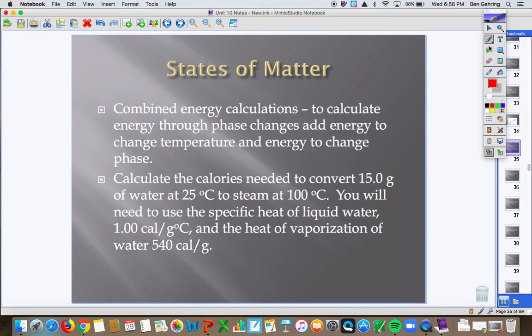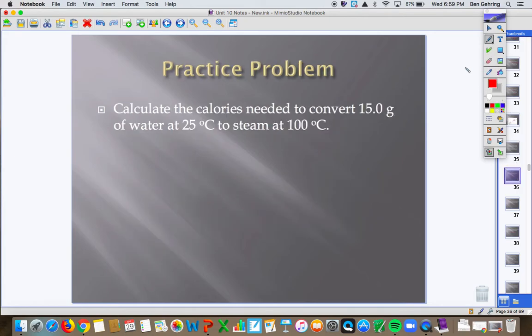All right, we have one last piece. This is our combined energy calculation. So this is calculate energy through a phase change. Either add energy to change temperature or add to change phases. So for example, we're going to calculate the calories needed to convert 15 grams of water at 25 degrees Celsius to steam at 100 degrees Celsius. We're going to have to use both the specific heat of liquid water, which is 1 calorie per gram, and the heat of vaporization, which is 540 calories per gram. We're looking for total calories here. So I'm going to flip to the next slide, where I have some room to work out our problem. So we're going from 15 grams of water at 25 degrees Celsius to steam at 100.